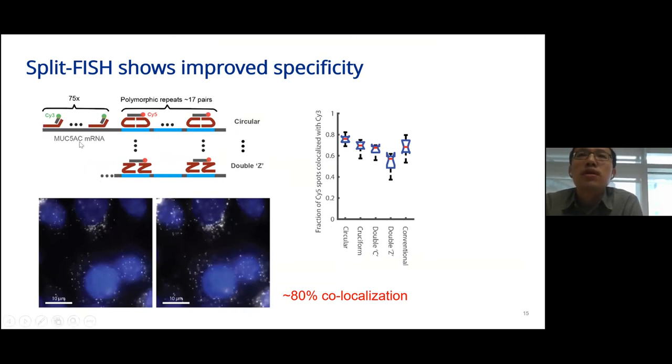It's very common. What we did is, with one color, Cy3, we use a lot of probes and target this mRNA in the Cy3 channel. And then in the Cy5 channel, we vary the configuration. And we found that indeed, with the circular configuration, it has the best specificity, indicated by a high degree of co-localization between the two channels. And perhaps this is not surprising, right? Because it's giving the brightest signal.